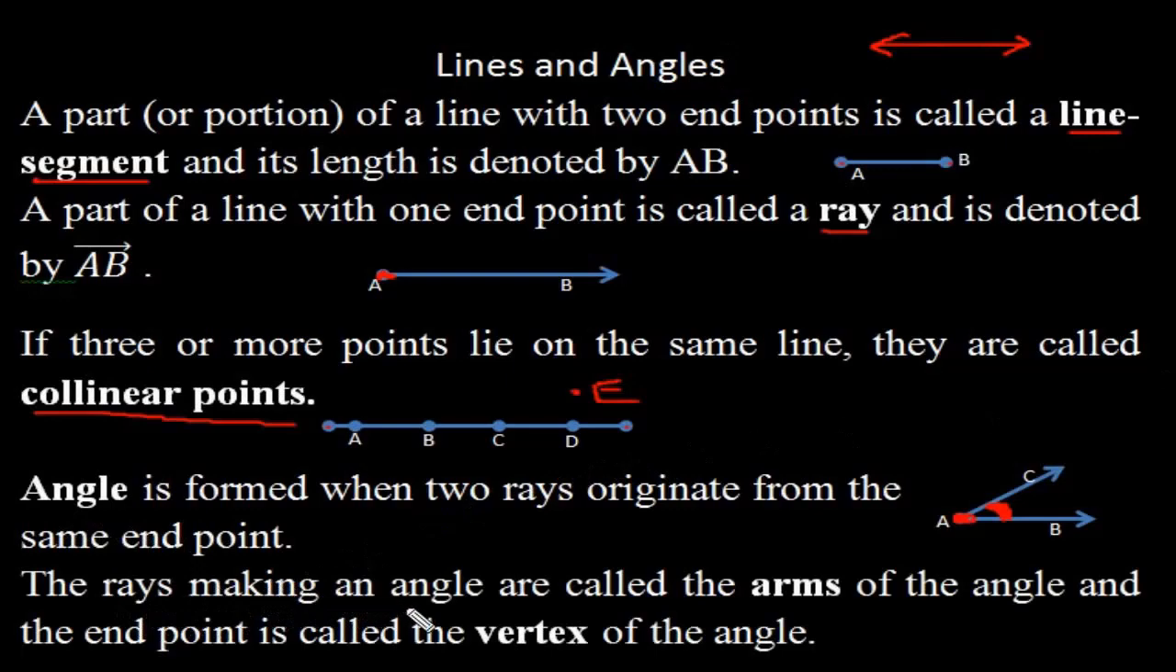The rays making an angle are called the arms of the angle. That is, this ray AB and the second ray AC are called the arms of the angle. And this endpoint, this point A, instead of saying point A, we call it the vertex. The point A is called the vertex of this angle because it is the endpoint of these two arms.